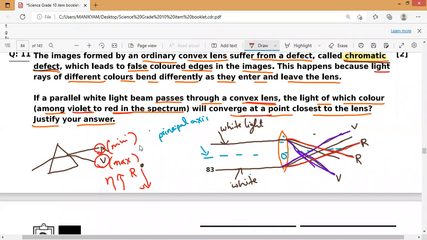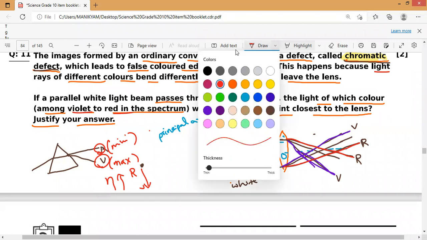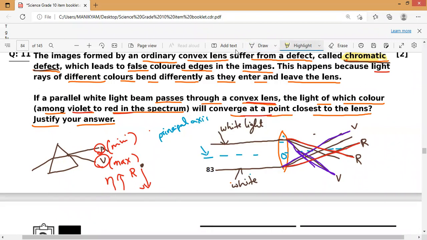Picture you see and tell me. Yes, Violet. All the answers should be responded. Which is converging closest to the lens? Check it. Violet. That is what I am saying. Closest to the lens, converging means bending. Understanding? So you can see here, which color is closest to bending? Violet. Violet. So the answer is violet.